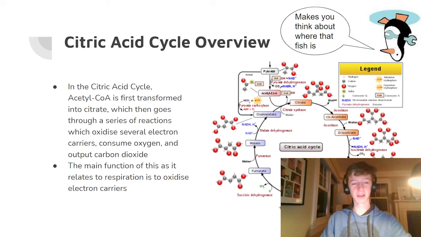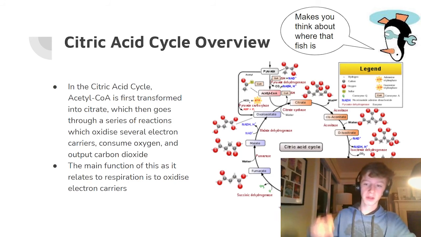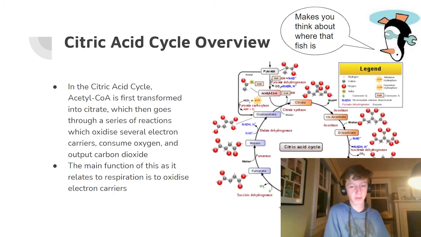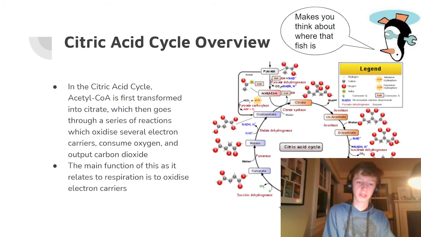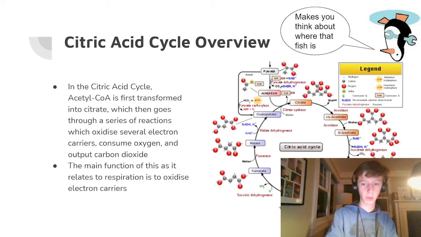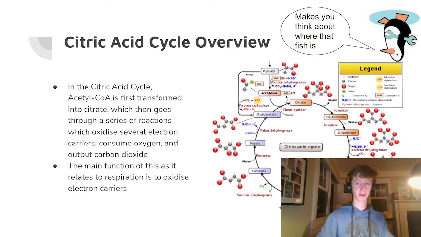In the citric acid cycle, acetyl-CoA, our visual aid from earlier, is first transformed into citrate, which then goes through a series of reactions which, in their most important function, oxidize several electron carriers, that's our NAD+ and the NADH from earlier, and output carbon dioxide. The main function of this, as it relates to respiration, is to oxidize electron carriers. However, all of these little things that it's creating, like QH2, GDP, and CoA, are very useful for different parts of amino acids in the human body. And it does generate a bit of energy, but not a super amount of it.